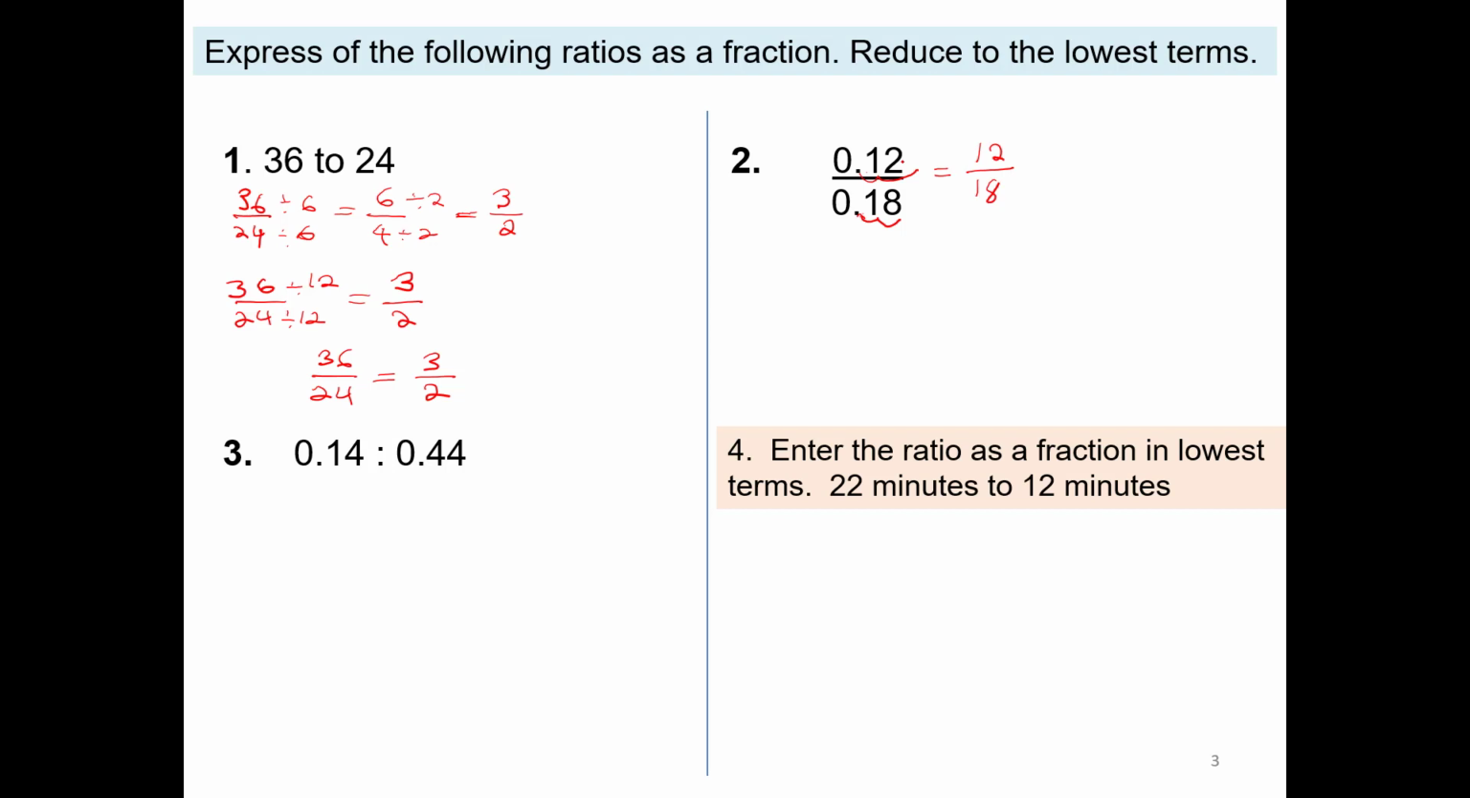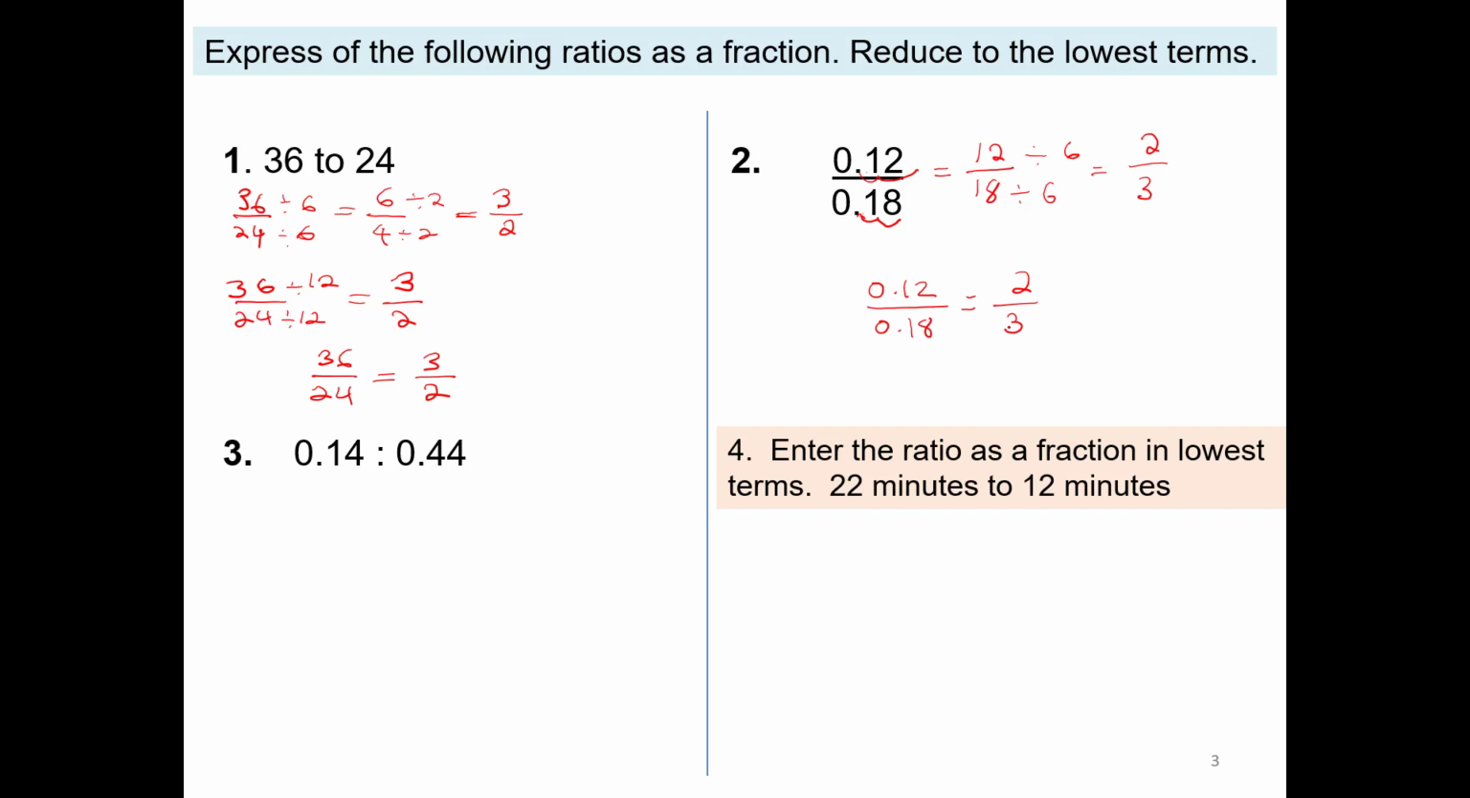Now what we have to do is just reduce to the lowest terms. Then we can divide by 6. 12 divided by 6 is 2, and 18 divided by 6 is 3. So 2/3. Then finally we had 0.12 over 0.18 equals 2/3.